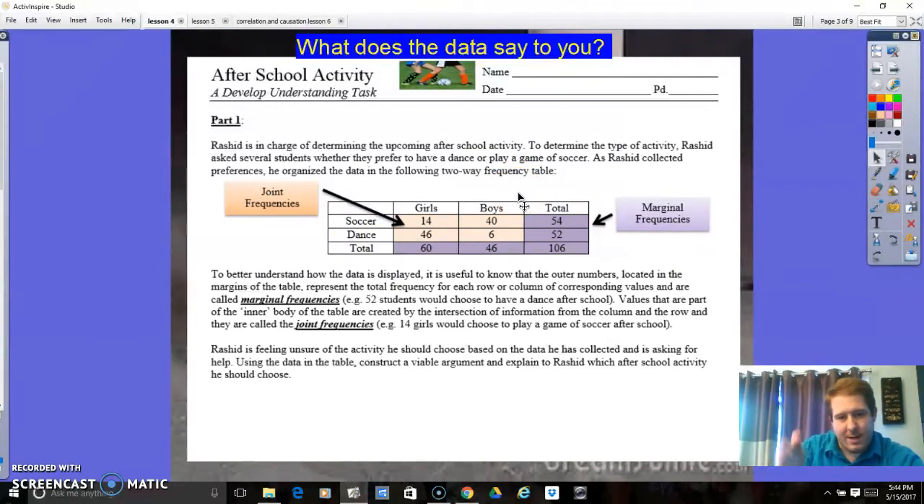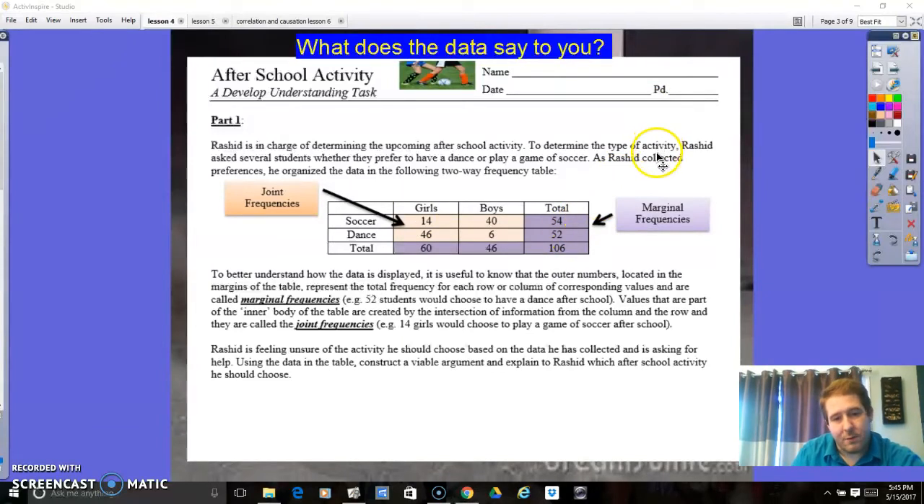Now, going straight down, you'll notice that vertically, we've also got totals. 40 plus 6 makes 46. And 14 plus 46 makes 60. So you've got your vertical totals. That's your marginal frequency here. And then your horizontal totals, which would be your marginal frequency on this side. So that's the reason why we call it a two-way frequency table.